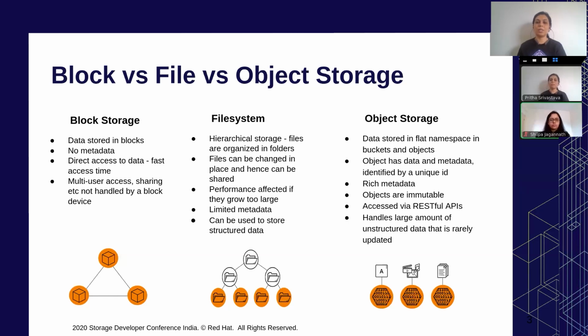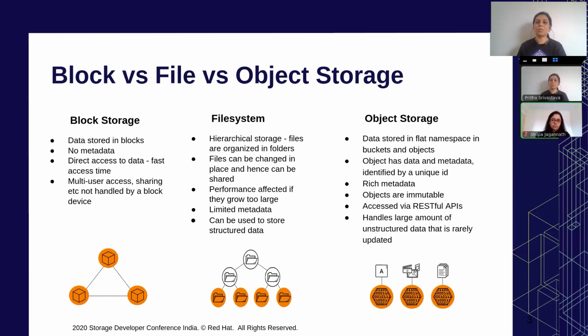File system storage stores its data in files, which are organized in a hierarchical fashion in folders. And a limited amount of metadata can be associated with files. But as the files and folders grow in size, retrieving a file can become too cumbersome. And file systems are primarily used to store structured data.